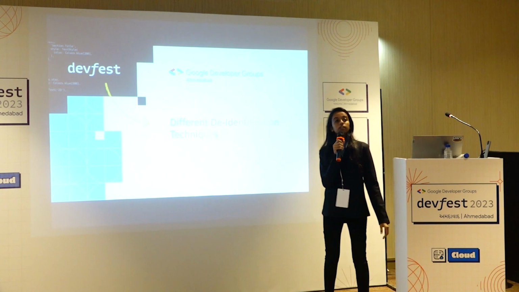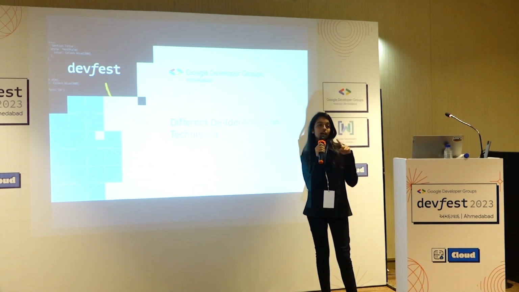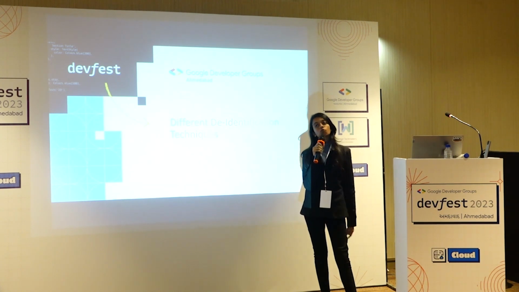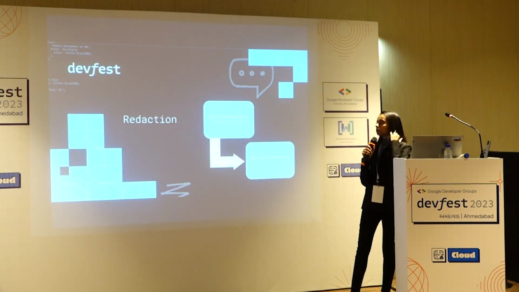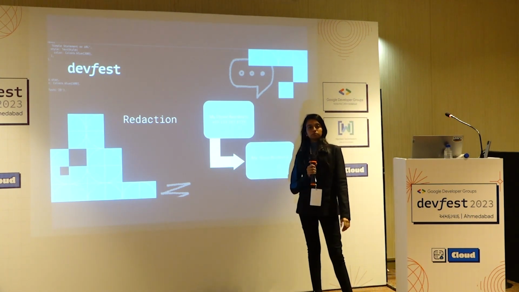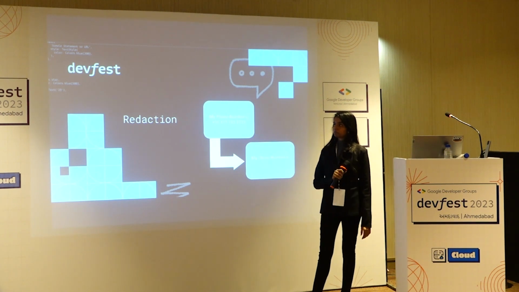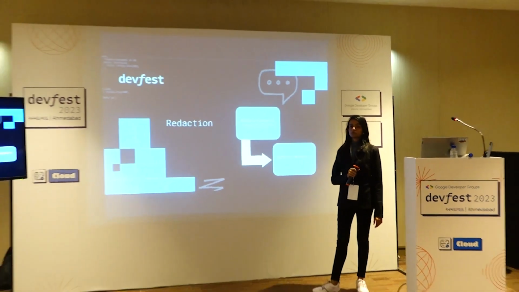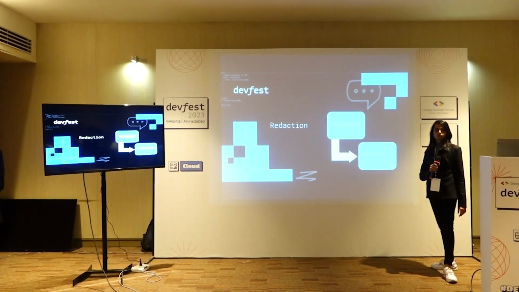Now, as we have already discussed how to identify your sensitive data using DLP, it's time to remove that sensitive data. For that, we'll be discussing various de-identification techniques. The first technique is redaction. As the name suggests, we will be redacting our data. As an example, we have provided an input mobile number, and as an output, we are getting nothing. The entire mobile number has been completely redacted.